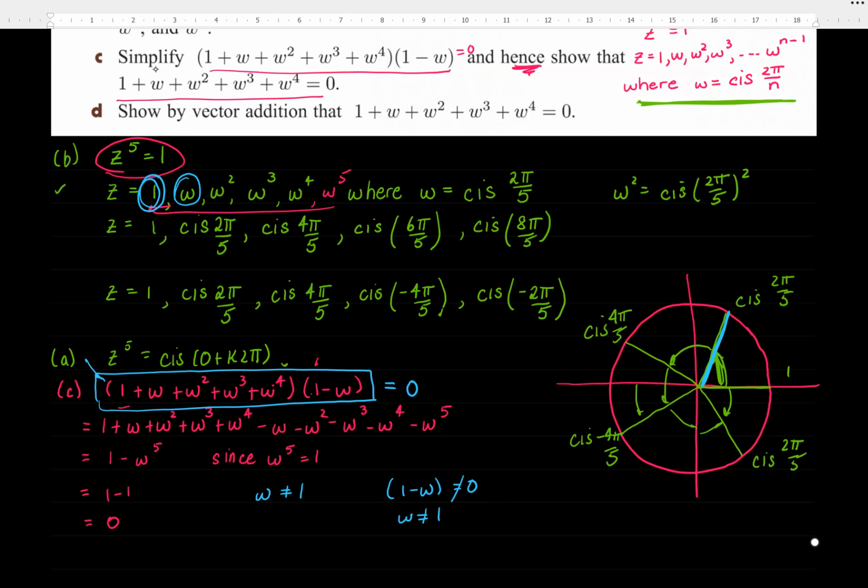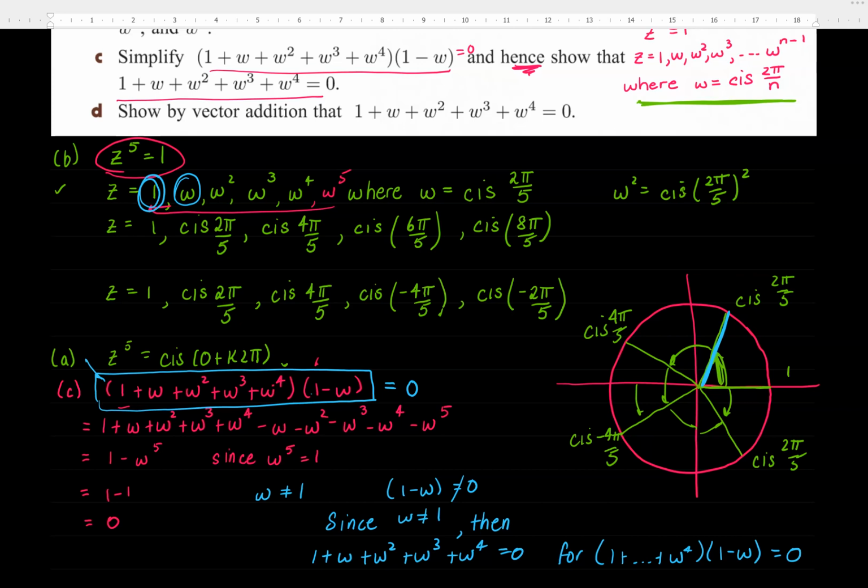Okay, which means for that whole expression to equal 0, then that would mean that 1 plus w plus, so we're going to say since w does not equal 1, then 1 plus that other factor has to equal 0, for, just write that whole thing again, 1 plus w plus up to w to the 4 times 1 take w to equal 0. It's the only way that it can happen.